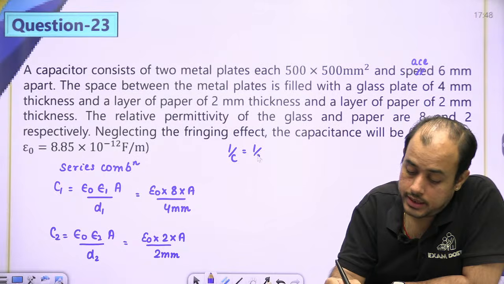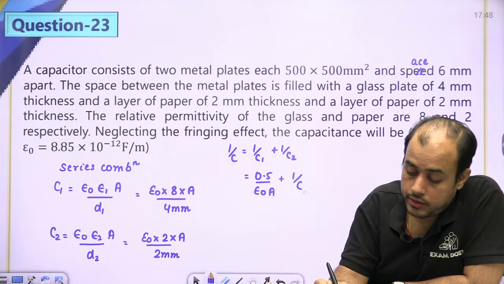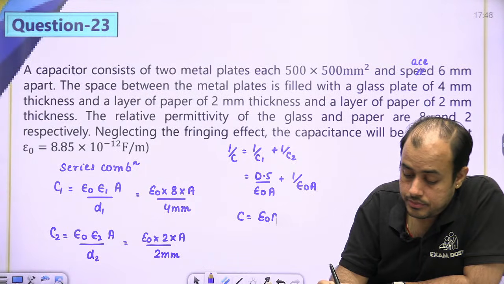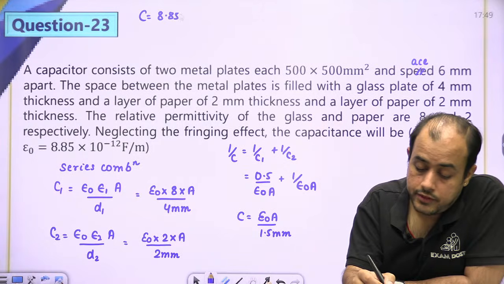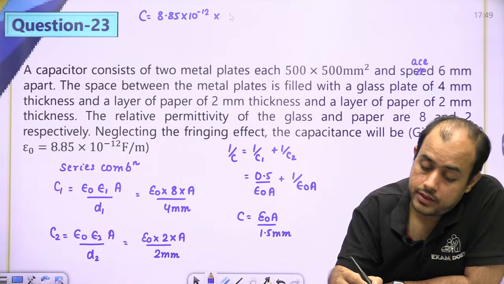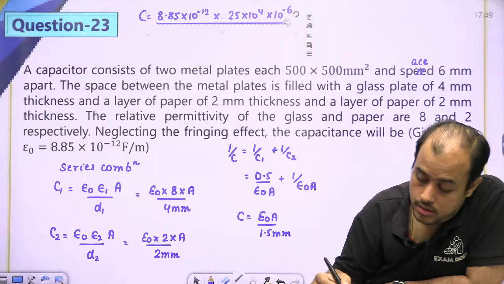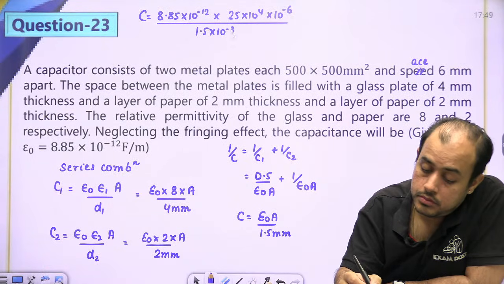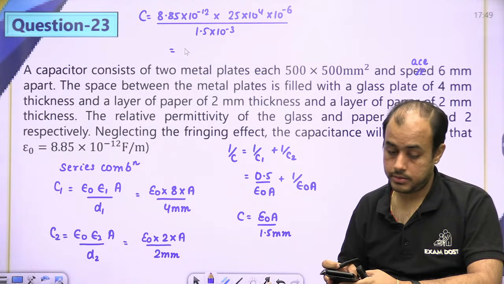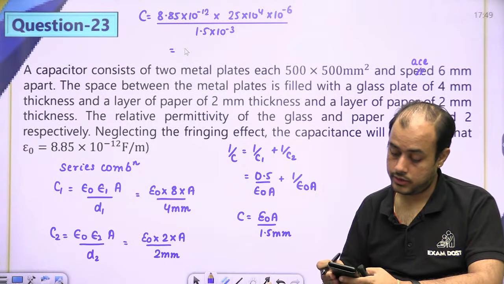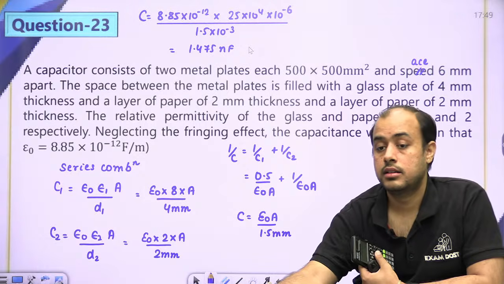So 1 by C is 1 by C1 plus 1 by C2. 4 by 8, 2 by 2, 1 by epsilon naught. 8.85 into 10 to the power minus 12. 500 into 500, 25 into 10 to the power 4 mm squared, 10 to the power minus 6. 1.5 mm. 5 into 10 to the power minus, divided by, 1.475. Very good.